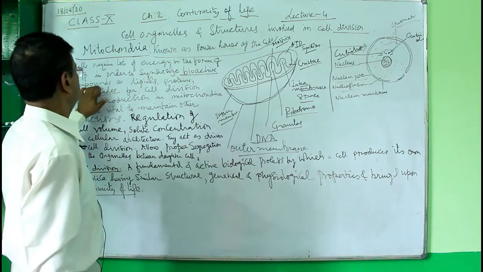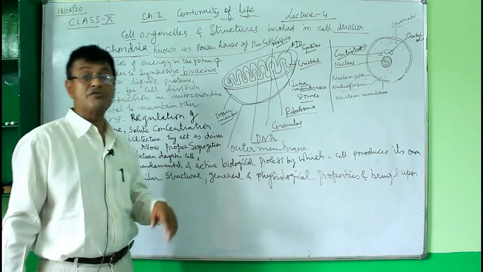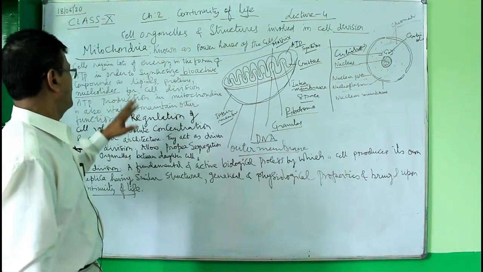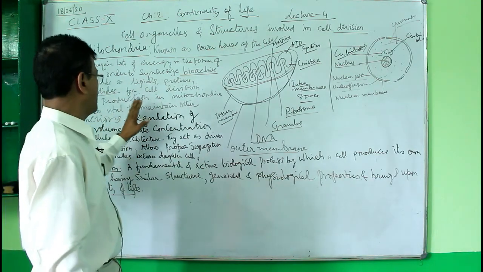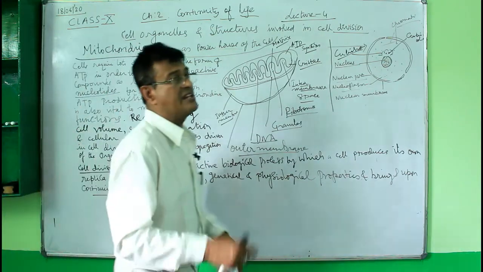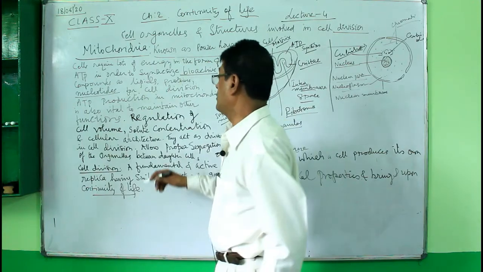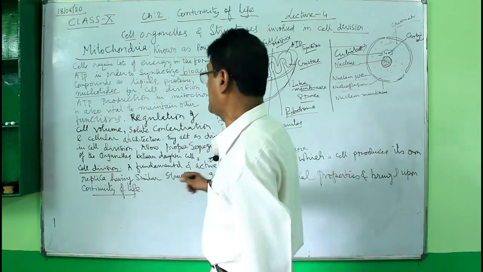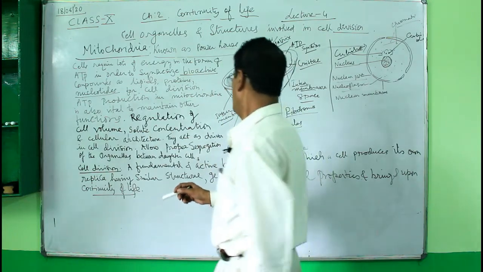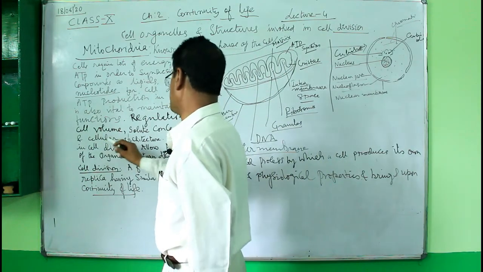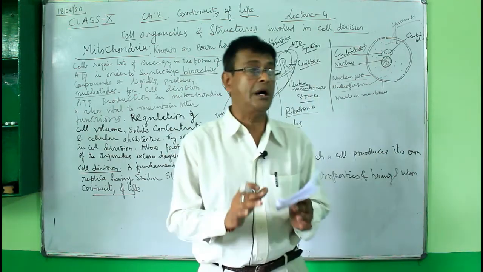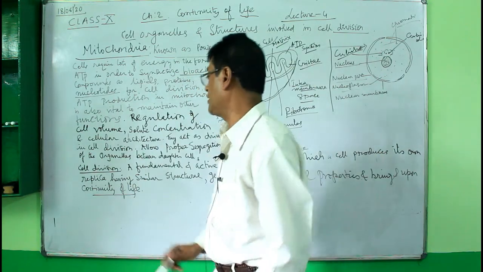Now, bioactive compounds are lipids, proteins and nucleotides for cell division. ATP production in mitochondria is also vital to maintain and regulate the other activities of the cell: cell volume, solid concentration, and the cellular architecture. Cellular architecture means how the cell is made.